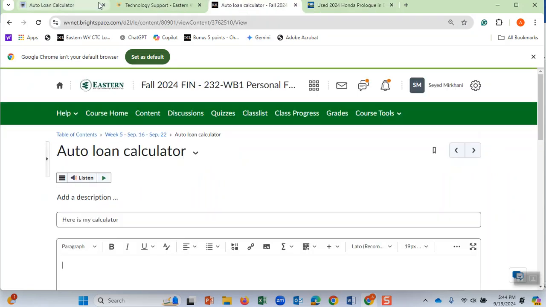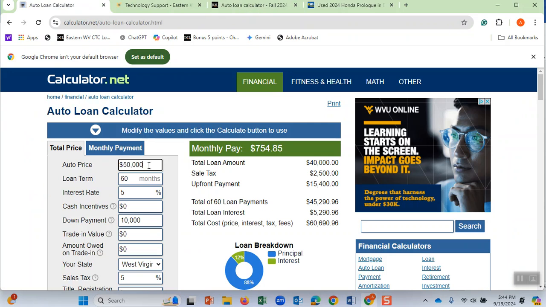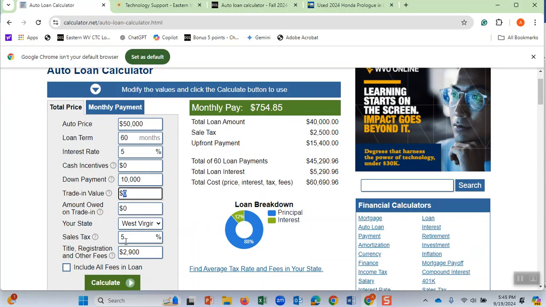Anyhow, I come here and I see that the price of the car is $50,000, and I want a loan for 5 years. 5 years means 60 months. The interest rate, imagine, is 5%, and I am giving 10% down payment, and I don't put any trade-in car, and then I live in West Virginia, and I know the sales tax is 5%. And I have to pay $2,900, imagine, for a car which is $50,000 for registration and other fees.